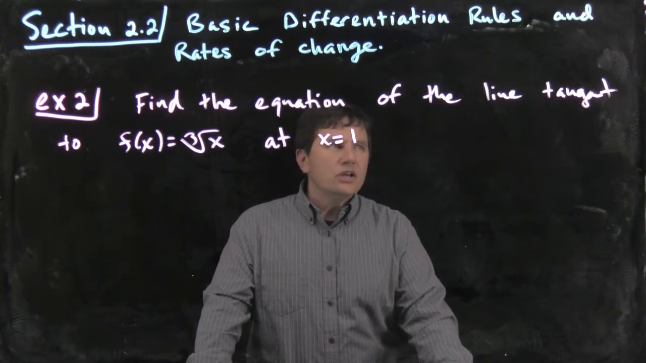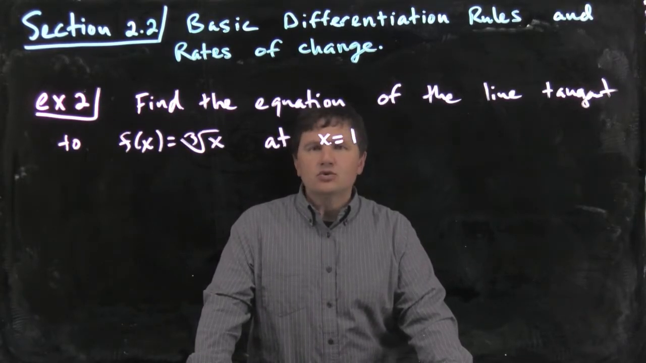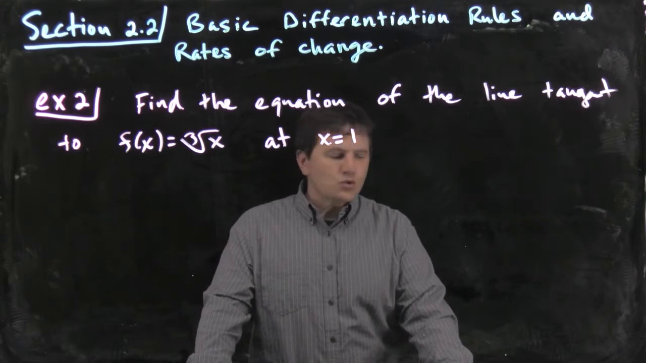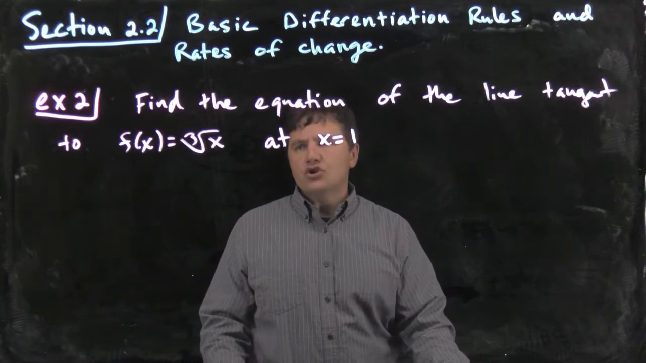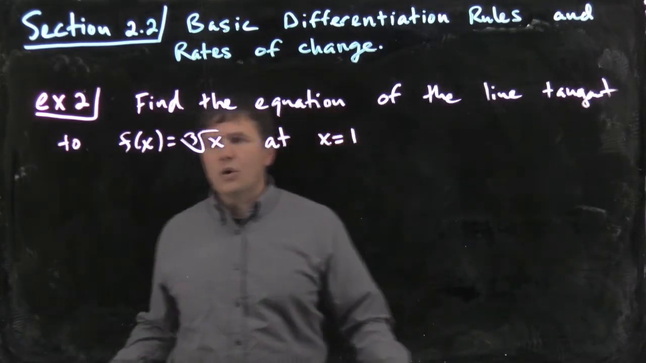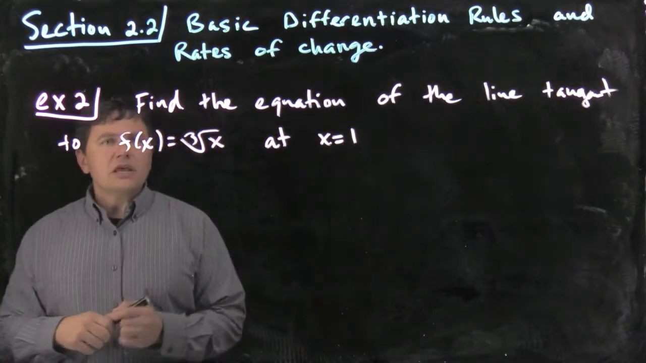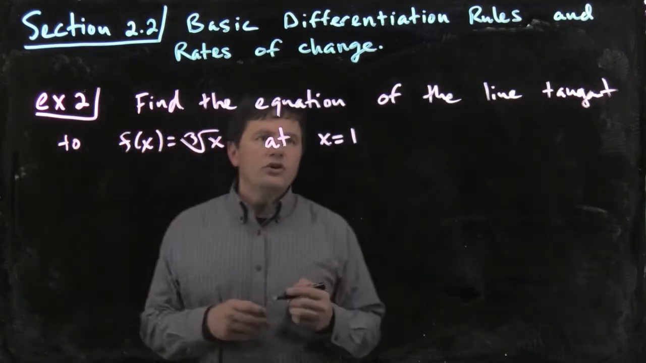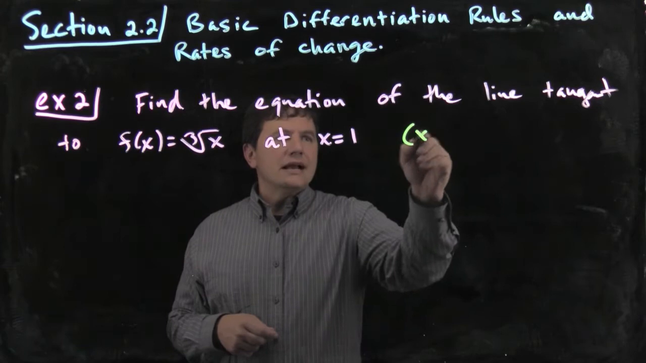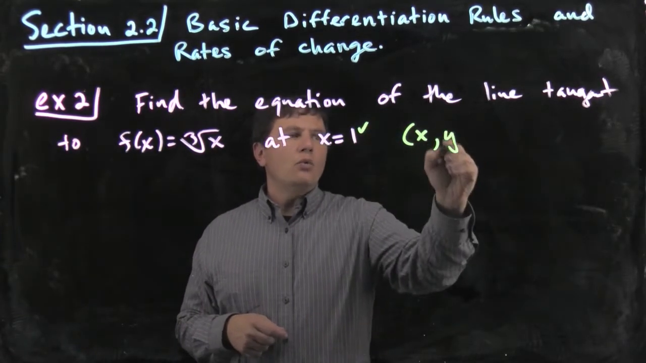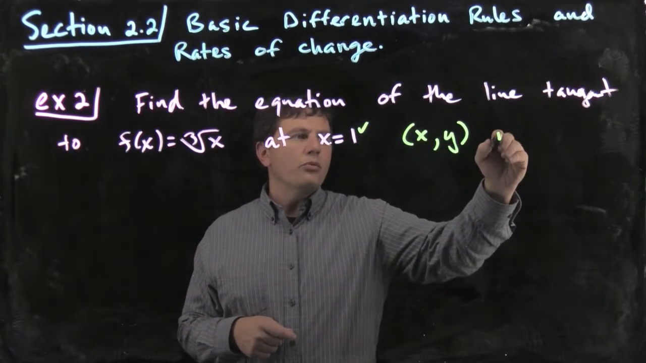So we want to find the equation of the line tangent to f of x equals the cube root of x at x equals 1. And in some of these they do ask you to sketch graphs, so we'll go ahead and do that as well. First of all, when we do these, we're going to need 3 basic ingredients. We need an x, we've got that. We're going to need a y, and then we're going to need a slope.